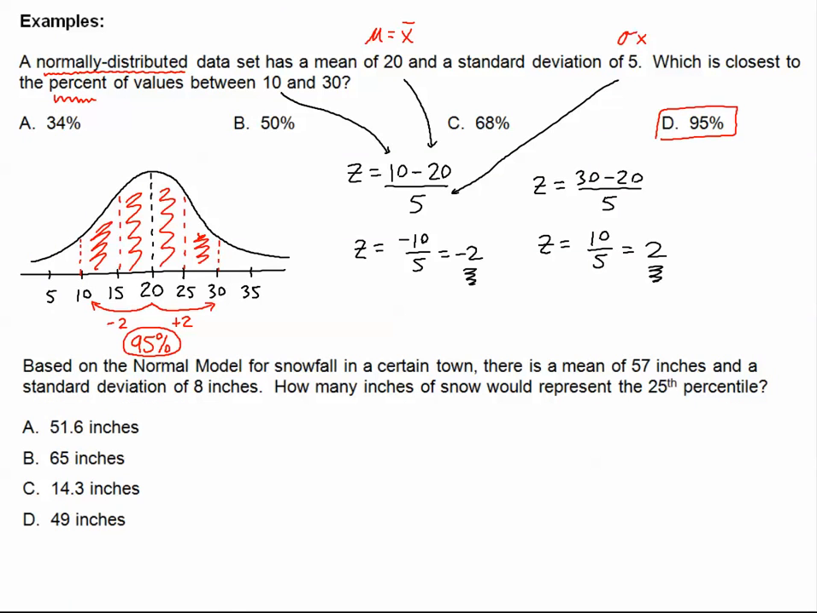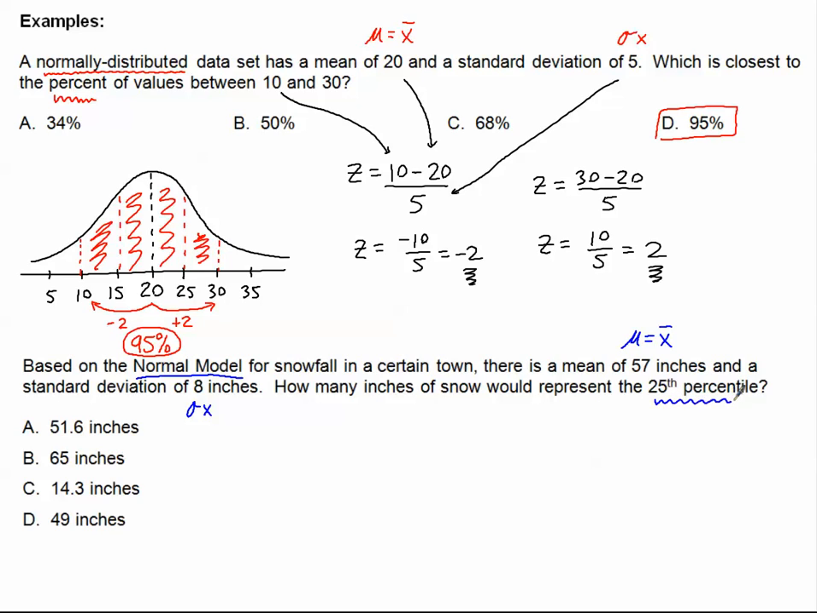Let's look at our second example. Based on our normal model, now that's another way of saying that we're talking about a normal distribution. The normal model for snowfall in a certain town has a mean of 57 inches, so let's label that with our mean symbols, and a standard deviation of 8 inches. So here's our sigma, or sigma of x, like the calculator will show. How many inches of snow would represent the 25th percentile?